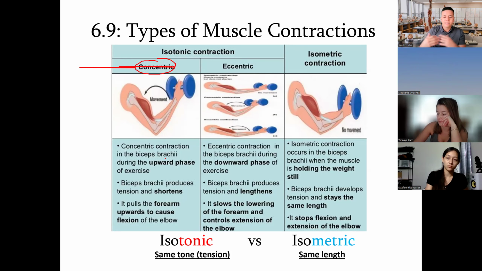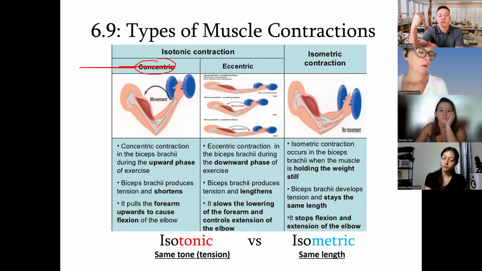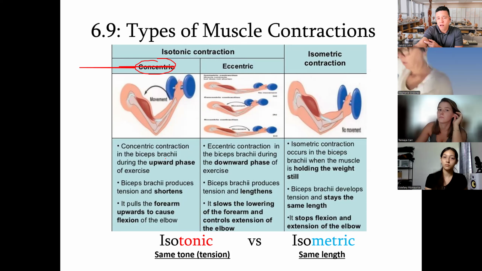Okay. What is the best type of contraction to gain muscle mass? There are studies out there that have shown that the most effective muscle contraction to gain muscle mass, because it causes the most damage to the muscle, is eccentric isotonic contraction, when the muscle is lengthening. And that is because that creates more tears to the myofibril when we have tension in the muscle as it lengthens. Okay.